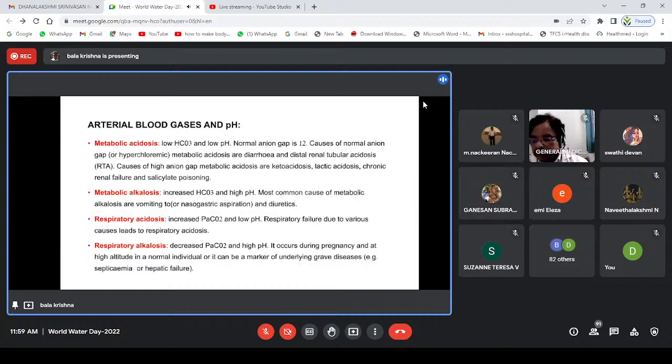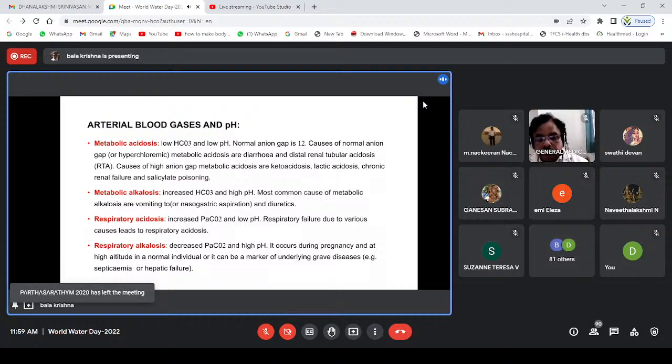ABG is also essential in the diagnosis of hypovolemia. Four common conditions: metabolic acidosis, with a low pH and a low bicarbonate. The normal anion gap is 12. The causes of normal anion gap are hyperchloremic metabolic acidosis or diarrhea, as we discussed earlier, and distal RTA. High anion gap metabolic acidosis will include DKA, lactic acidosis in a sepsis or hypoxia patient, chronic renal failure, and toxins.